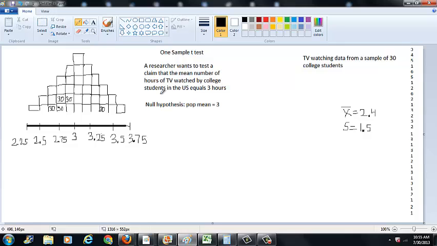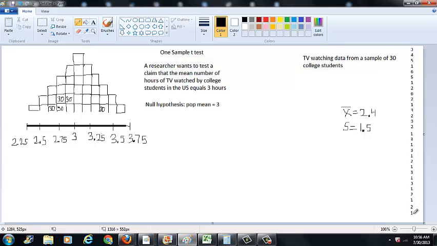And in a one sample t-test, the null hypothesis says that the population mean does equal the number being tested. So in this example, the null hypothesis would say that the population mean does equal 3. And in this example, we've collected data from a sample of 30 college students from the population of college students in the US. And for each of the 30 students right here, we've recorded the number of hours of TV that each of these students watches per day.